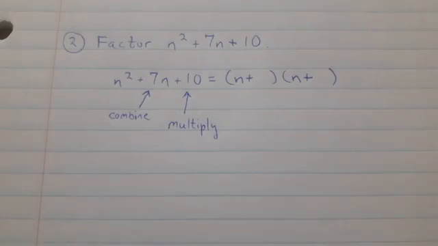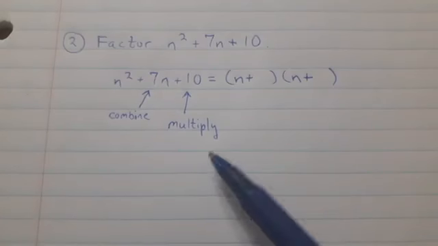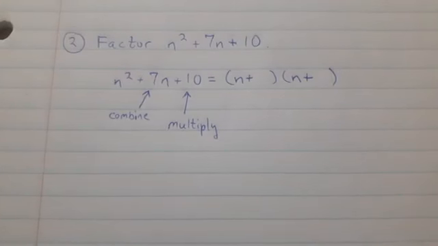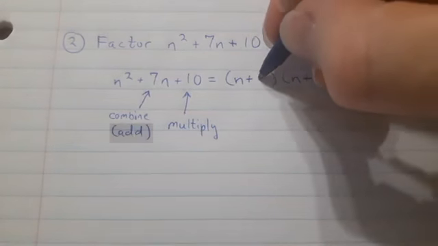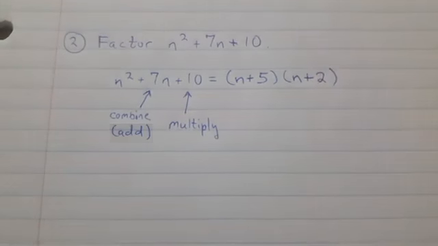Now it's just sort of like solving a number puzzle. We're looking for two numbers that multiply to give us 10 and combine to give us 7. And since we're combining two numbers that are both positive, they have the same sign, combining is going to look a lot like addition. And the two numbers that fit that pattern are 5 and 2. So we just factored this trinomial. We rewrote n squared plus 7n plus 10 as the product of n plus 5 times n plus 2.